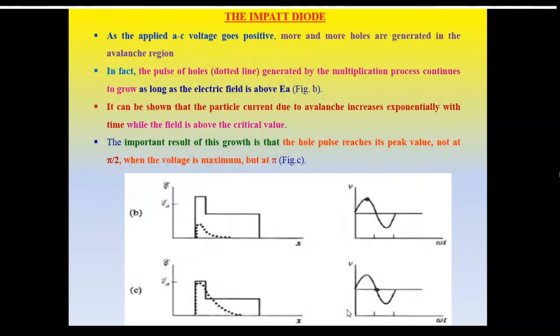So when we give some AC voltage, and keep increasing it, it means some frequency is there. If we keep increasing, more and more holes are generated in that region.